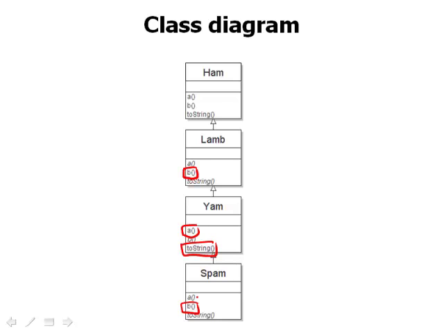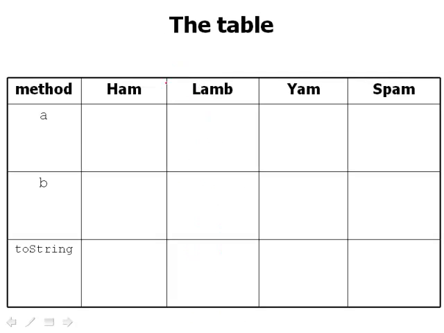So we need to figure out the output here. If you fill in this table with the output from ham first, you've got to work from the top down. That's the way you do these. So first we'll do the ham ones. The ham method A prints a sort of obvious output of ham A, and the ham B prints ham B, and the toString returns ham.